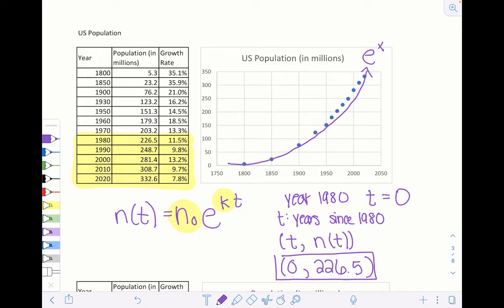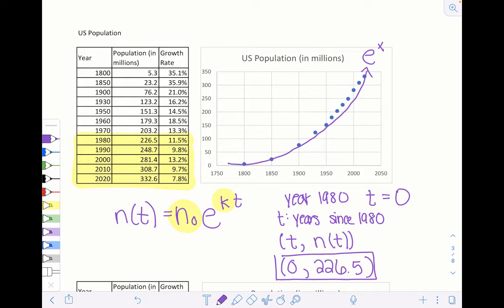Then we can take another ordered pair, and we're going to use that to find the growth rate k for our model. We have some growth rates here. I'm not going to use those. I'm going to use this exponential model instead and get our average growth rate from that.